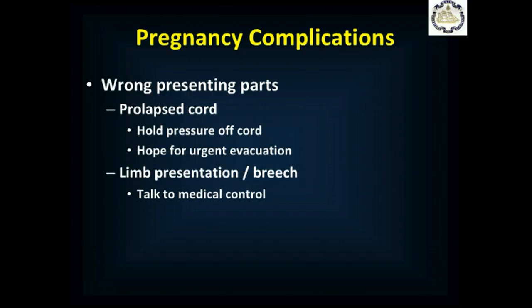Your hope is always that the head delivers first, but sometimes the wrong parts can show up. So the umbilical cord can prolapse. That means it falls out of the vagina before the baby's delivered. And this becomes a problem when the baby's head starts pressing against it, compressing it, and cuts off its own blood supply. So what you need to do is hold the baby's head off the cord and hope that the baby will be urgently evacuated, or that you can deliver the head so that the baby can start breathing on its own, be supported on its own, and not be relying on the umbilical cord.